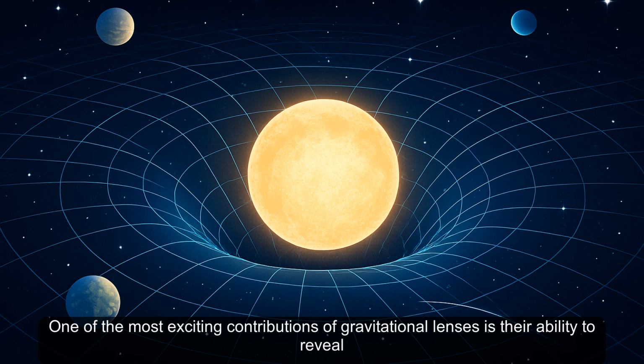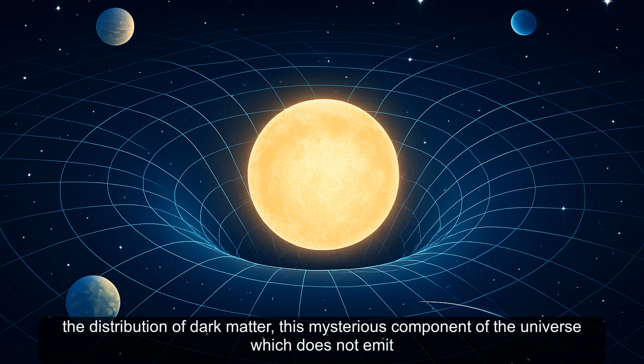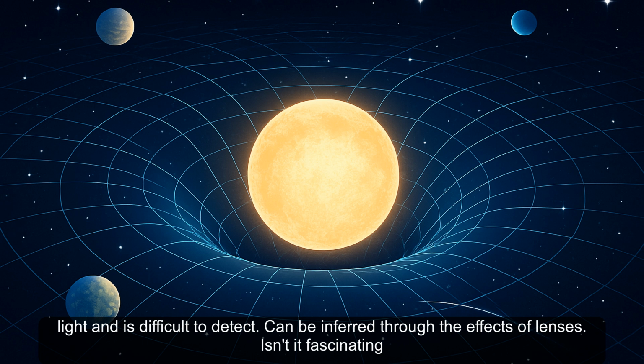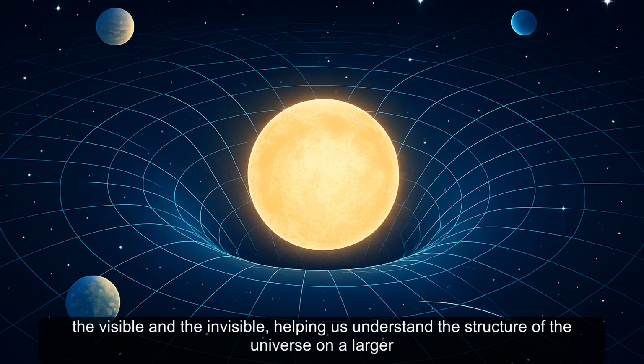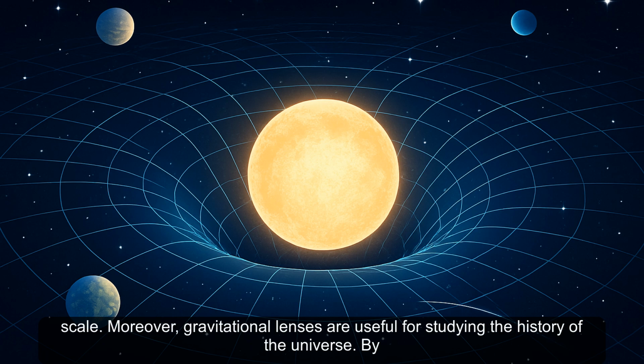One of the most exciting contributions of gravitational lenses is their ability to reveal the distribution of dark matter. This mysterious component of the universe, which does not emit light and is difficult to detect, can be inferred through the effects of lenses. Isn't it fascinating to think that things we cannot see can influence what we observe? Lenses act as a bridge between the visible and the invisible, helping us understand the structure of the universe on a larger scale.